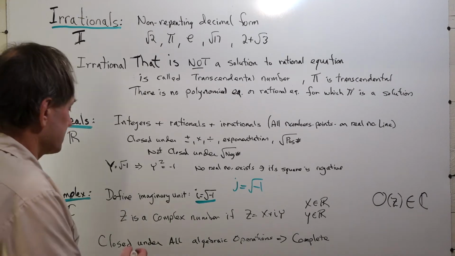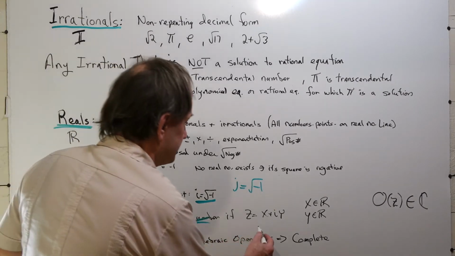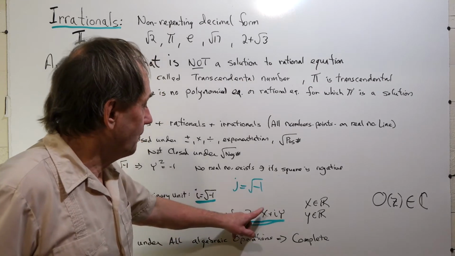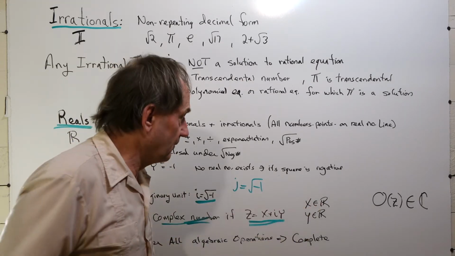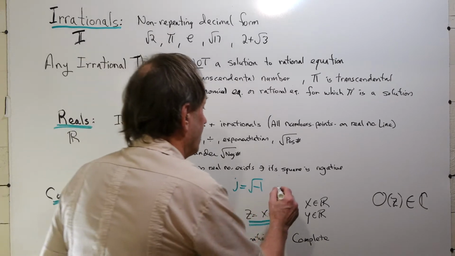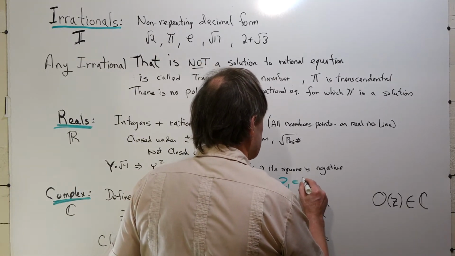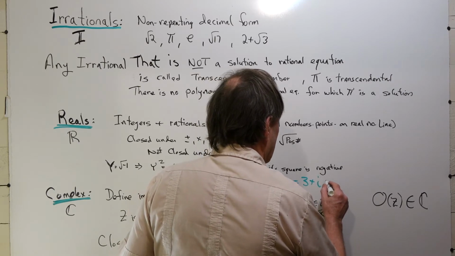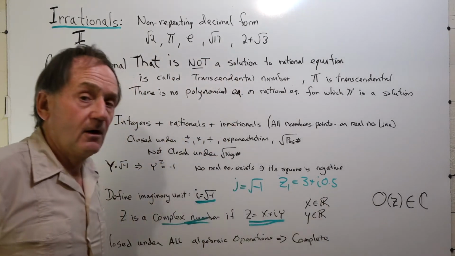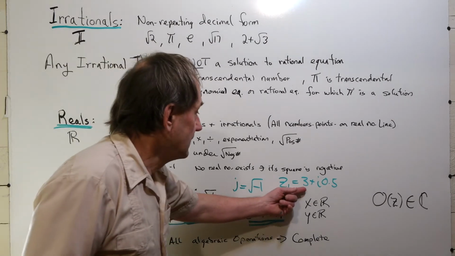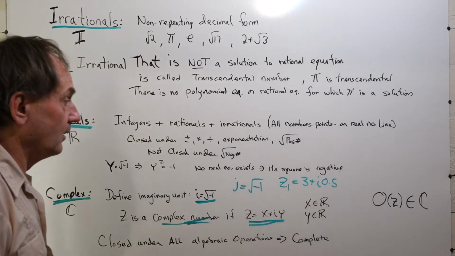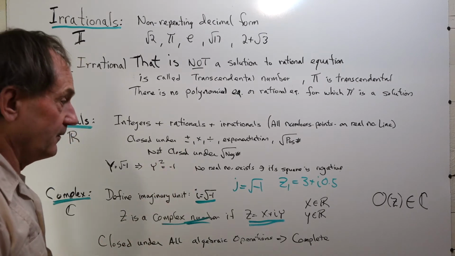Now z is called a complex number if z is written in this form. z is x plus iy, where both x and y are elements of the real numbers. They belong to the real numbers. So we could write a complex number z, let's call it z1, as 3 plus i 0.5. That is a complex number. Both 3 and 0.5 are elements of the real numbers, and when we put it in this form where we have i times a real number, it now becomes a member of the complex numbers.